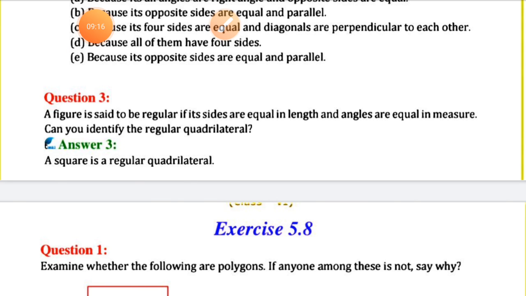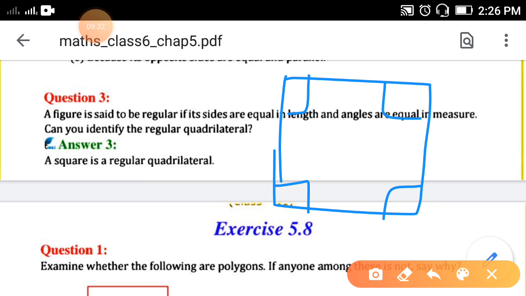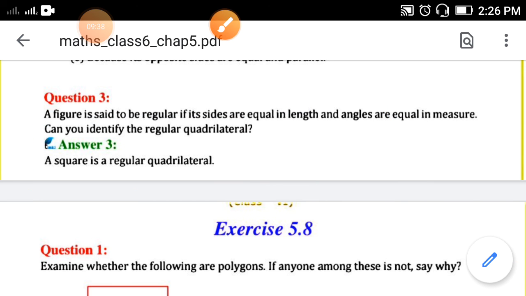Question number 3. A figure is said to be regular if its sides are equal in length and angles are equal in measure. All sides are same and all angles are same. Then that figure is said to be regular. So what is a regular quadrilateral? It is a square. So dear students, here exercise 5.7 is over.